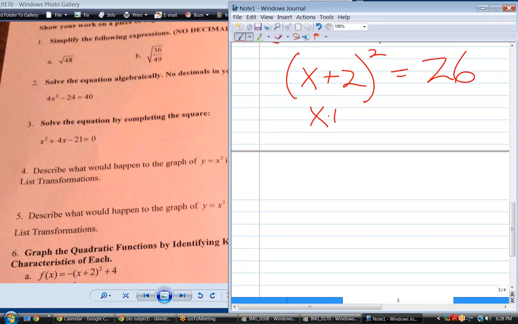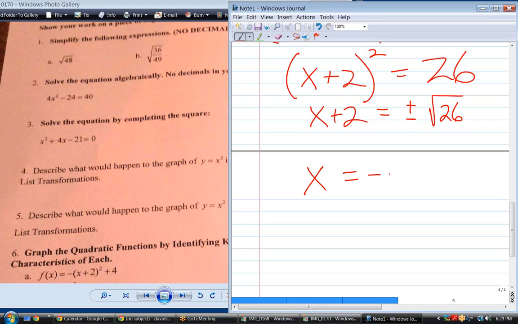It'd be x plus 2. What's the first thing you want to write? Plus and minus. Square root of 26. Just like that. All right. So, my solution is what? It would be x equals minus 2 plus or minus that square root of 26.